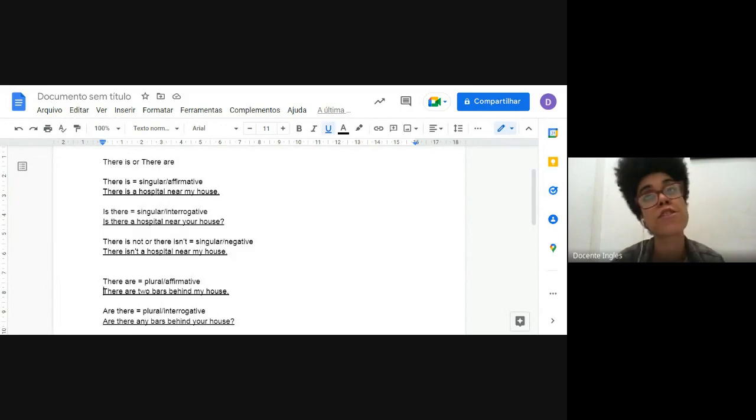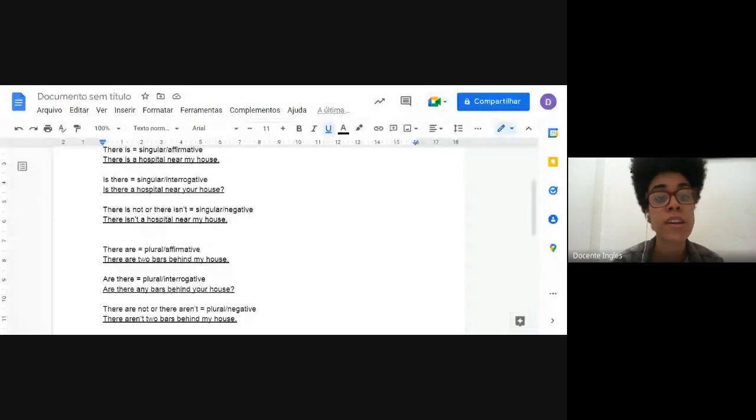There are always plural, but affirmative. There are 2 bars behind my house. Interrogative, are there any bars behind your house? Or you can also use people. Let's check here. You can see there are 2 bars. You can be specific. There's no problem. And negative, there aren't 2 bars behind my house.